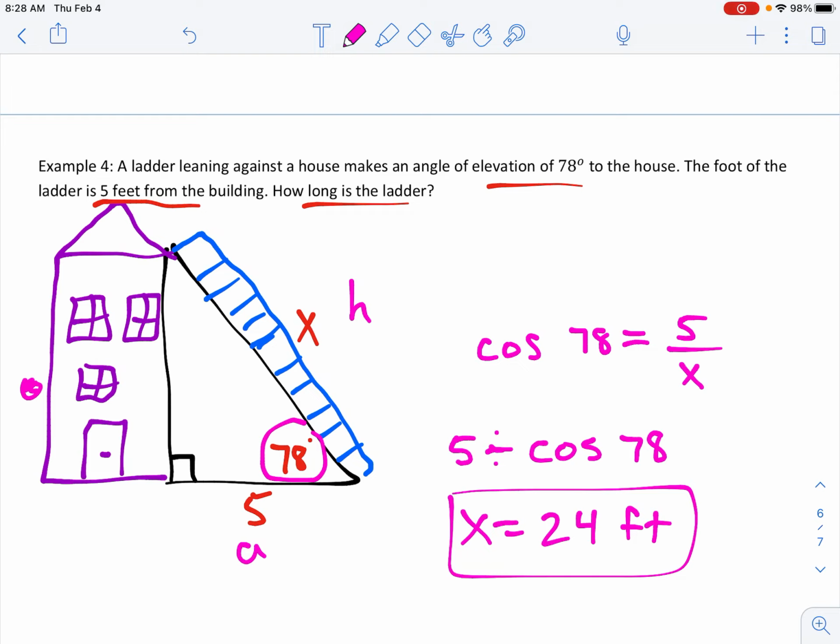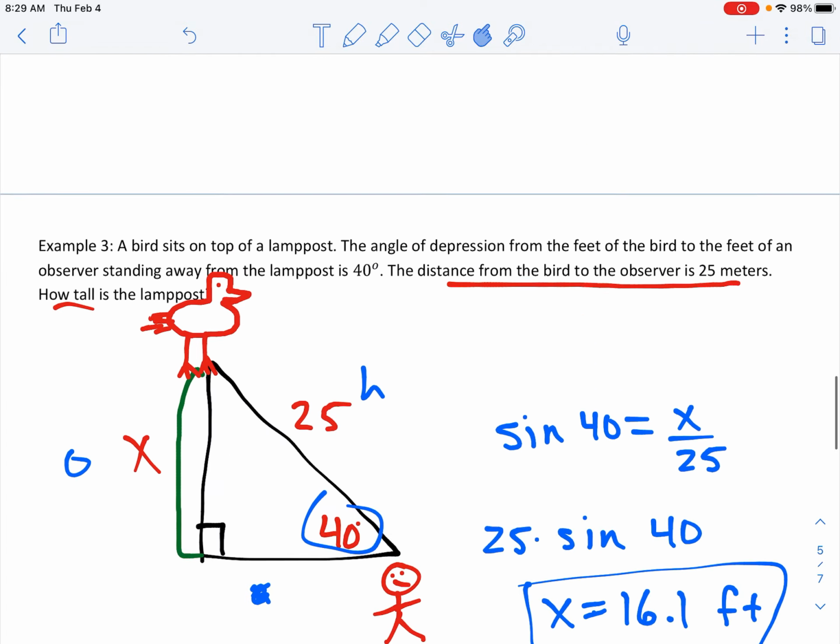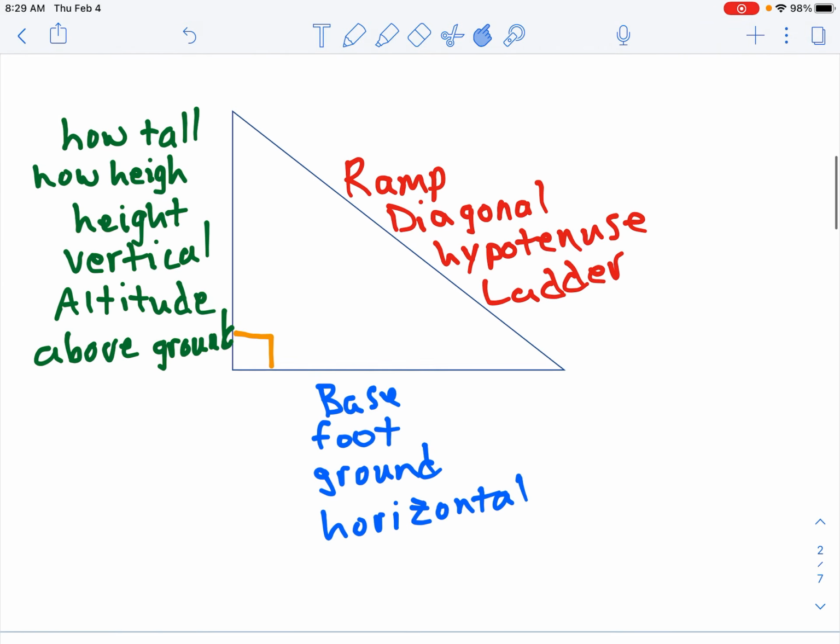All right, so again, for each of our word problems, we're going to draw and label our picture. Angle of elevation and angle of depression, either way they say it, we're going to put it down in the bottom corner of our triangle. Remember, use those key words to help you label your picture. So how tall, how high, things like that. We gave you a little cheat sheet there to help you. Now we're going to go ahead and get into some practice.